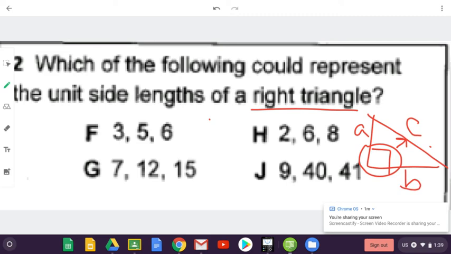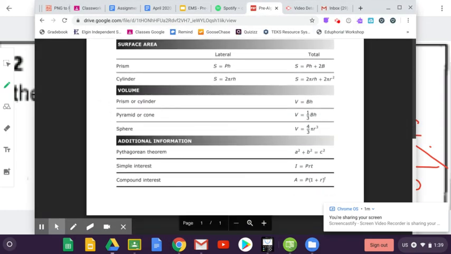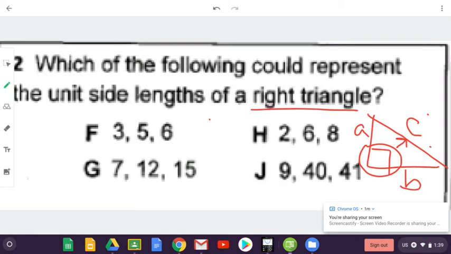So what we have here is a situation where we're going to use the Pythagorean theorem. How do I know? Because as I go back to the formula chart and scroll all the way down to the bottom, I'm looking at the Pythagorean theorem, a squared plus b squared equals c squared. So I'm going to write that formula accordingly, because that's what I'm going to use.